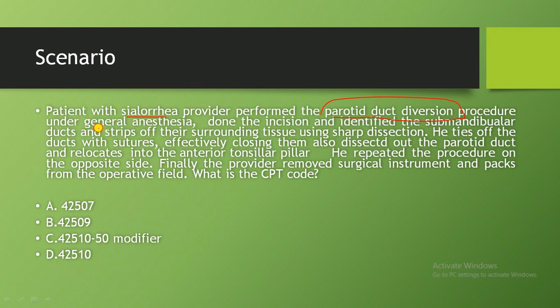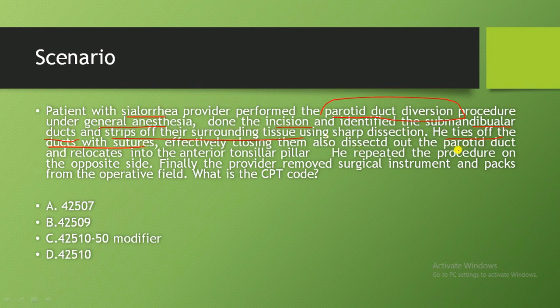He has given general anesthesia and he has done the incision and he identified the submandibular ducts and he has stripped their surrounding tissue using dissection and he tied the ducts with sutures. What has the provider done here? He identified the ducts after incision and he has done the tying of these ducts, nothing but the ligation.